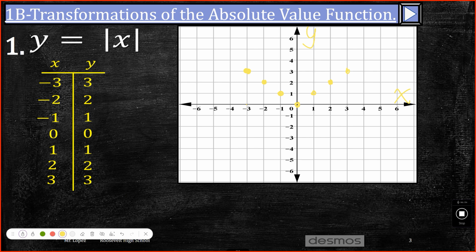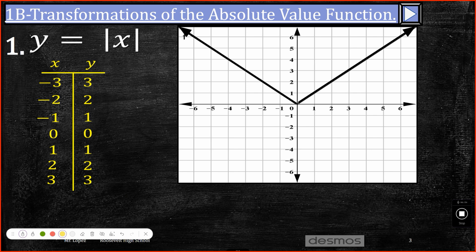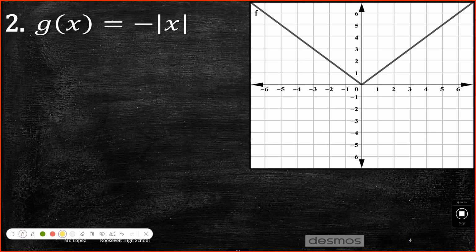So you pretty much would have a good idea here. It looks like it's going straight like that and then turns around going straight like this. It looks like a V. The absolute value function looks like a V. Okay. Now that we know that the absolute value function looks like a V, this is the parent function. Absolute value y is equal to the absolute value of x. Is this. But what happens when we put a negative in front of the absolute value?